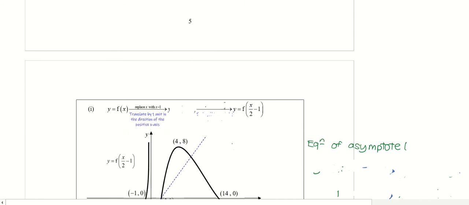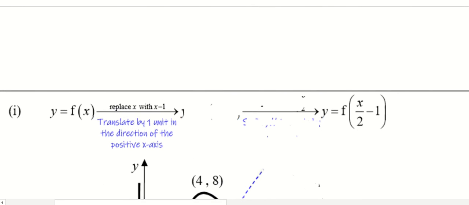We can actually do my translation first. If you remember, for x, we always try to do the translation first. So in this case, replace x with x minus 1, which means translate by 1 unit in the direction of the positive x-axis. The next one is to replace x with x over 2, so scaling parallel to the x-axis by factor 2. Please check whether you have the correct unit.